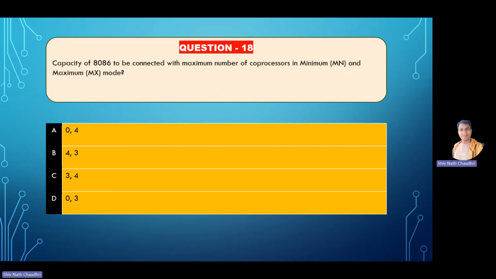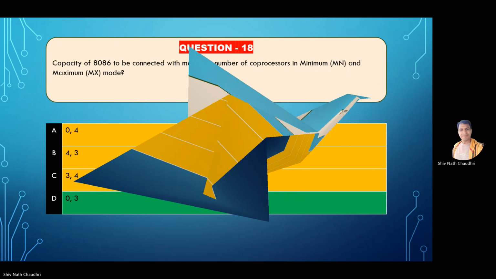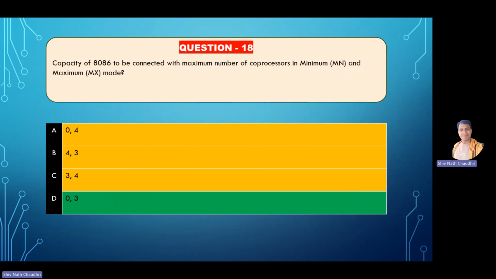For 0 coprocessors in minimum mode, we have two options, option A and option D. For maximum mode, I think 3 coprocessors is the maximum capacity of 8086. So the combination of 0 and 3, option D, should be the answer for this question. Let's see. Yes, option D is right for this question number 80. Next question.